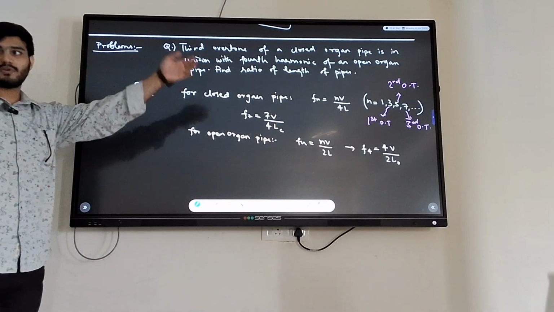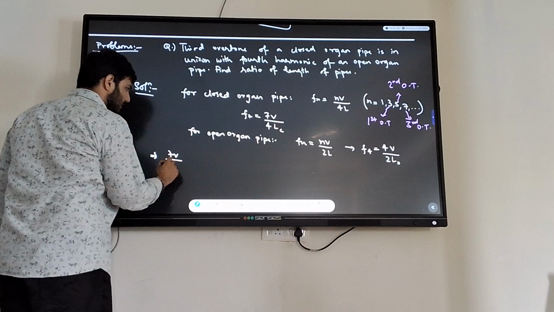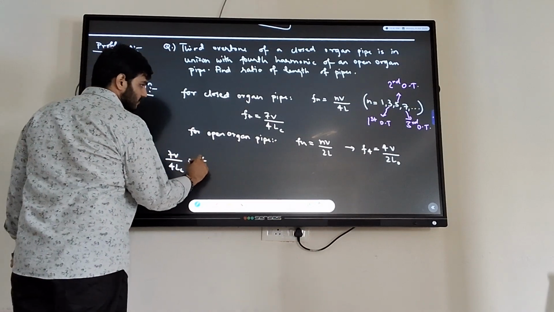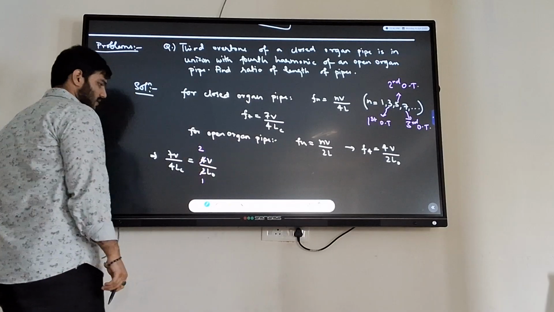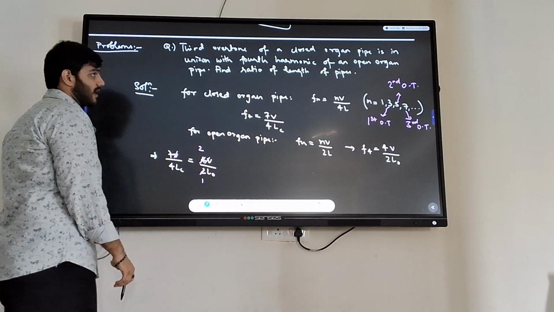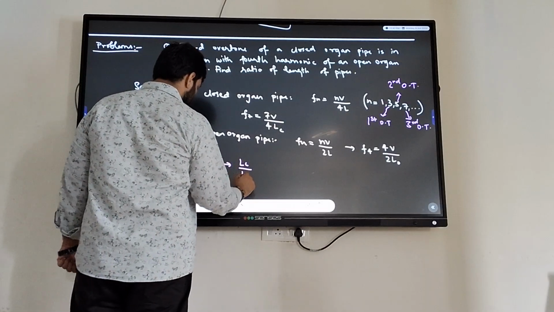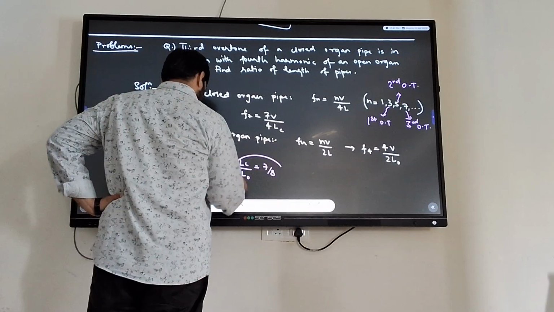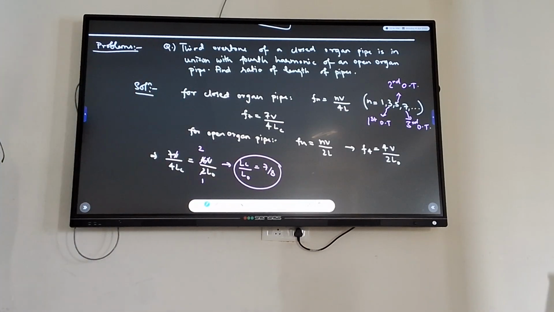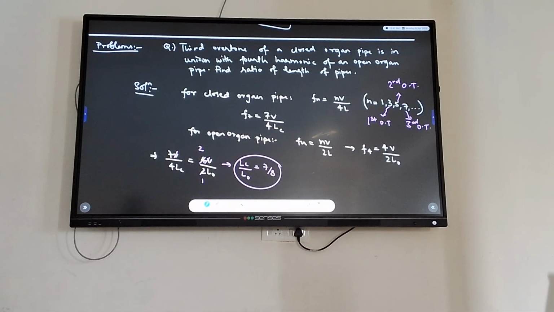And now I just have to equate and I will get the answer. So tell me, 7V by 4LC is equal to 4V by 2LO. And then LO by LC or LC by LO? I think we have to find LC by LO. What is LC by LO coming out to be? Is it okay? This was very simple. You just have to understand what you mean by third harmonic in each of the contexts.